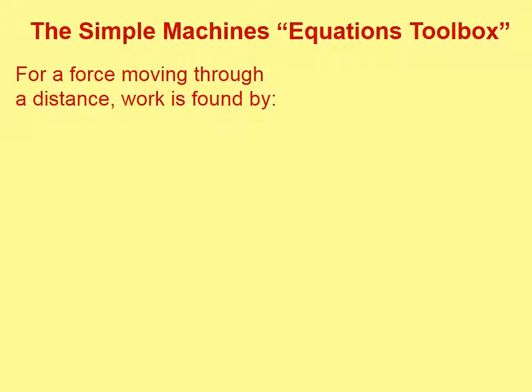What I'll do on this slide is review the equations that we went through in a previous lesson, and then we'll use some of those equations later on in this lesson and in the next two. For a force moving through a distance, work is found by these equations. The input work is the effort force times the effort distance. The output work is equal to the resistance force times the resistance distance.